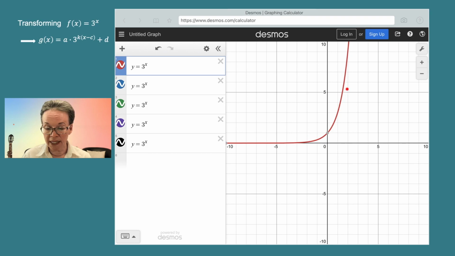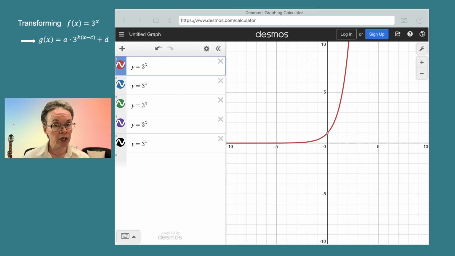Here I have the basic exponential function, 3 to the x. I chose b to be 3, no particular reason. And I want us to see exactly what's going to be the effect on this graph if we play around with the parameters a, k, c, and d. We're going to start with a.